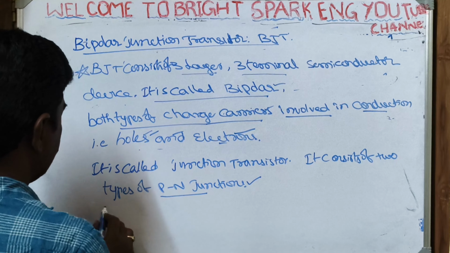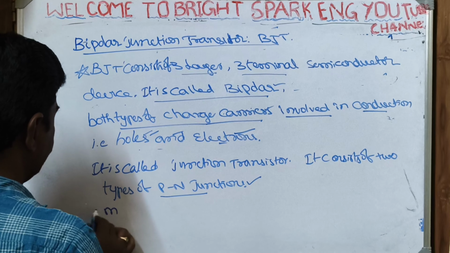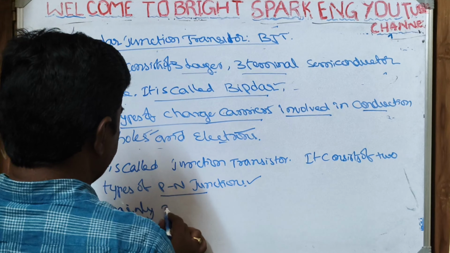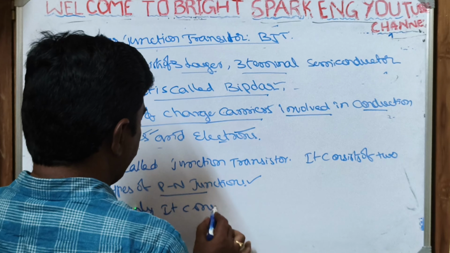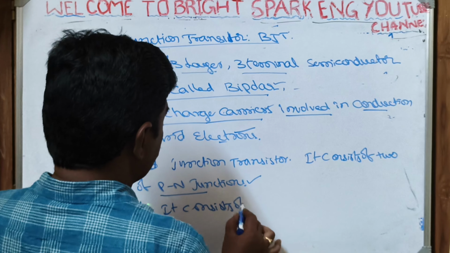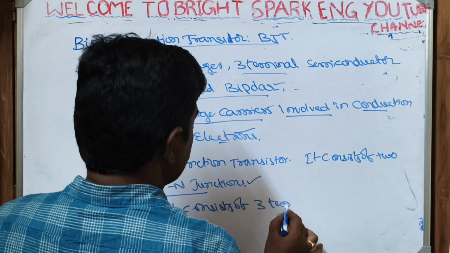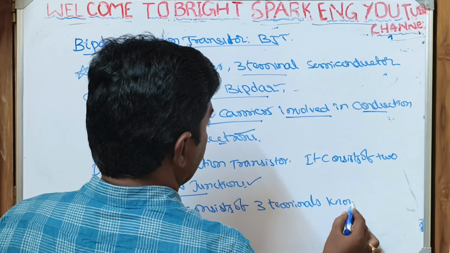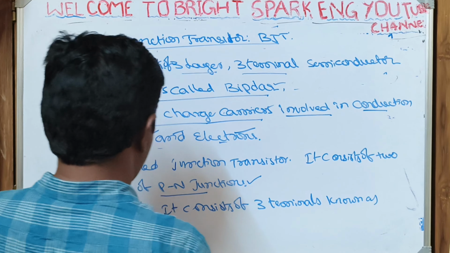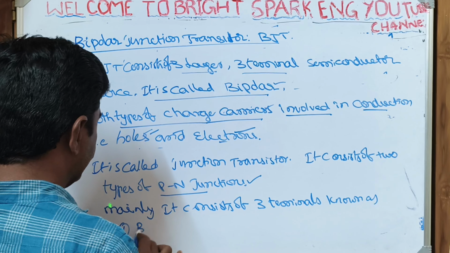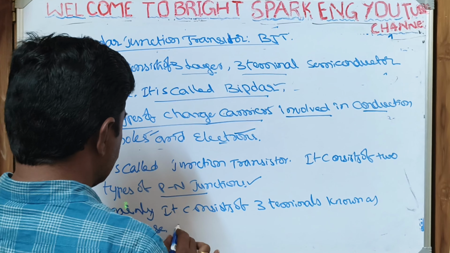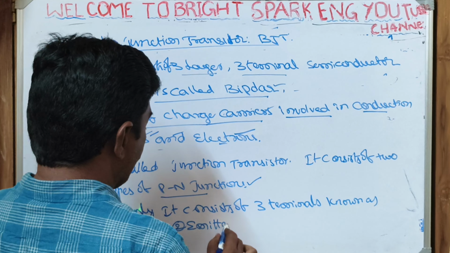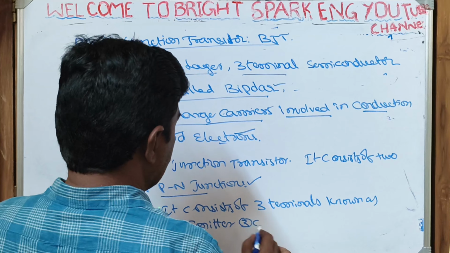Mainly it consists of three terminals known as base, emitter, and the third one is collector.